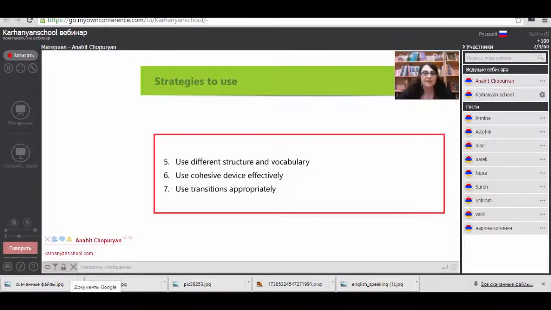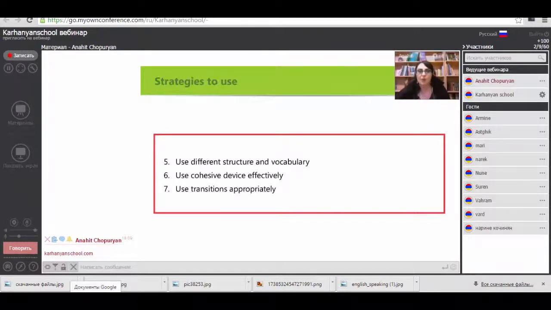Then use cohesive devices effectively. Cohesive devices are the grammatical things that help us to connect sentences. There can be pronouns, personal pronouns, demonstrative pronouns, there can be articles, there can be adjectives.